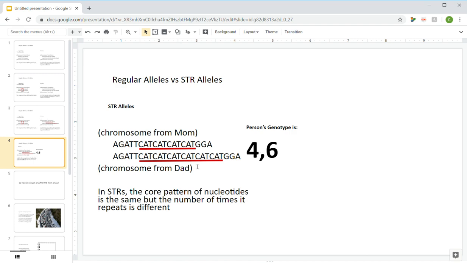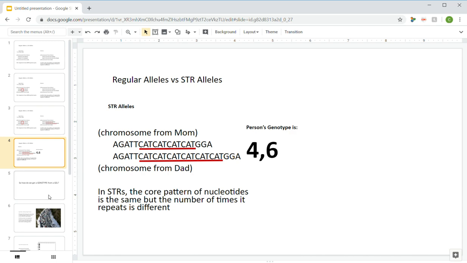Don't add the 2 amounts together and make it 10 or something, right? Because 10 could be 7,3 or 5,5 or 8,2 or any of those things, okay? So don't add them together, don't combine them, don't count the number of nucleotides. You're just paying attention to the number of repeats. So again, yes, this person is heterozygous, but their genotype is not going to be big A, little a. It's going to be 4, 6.